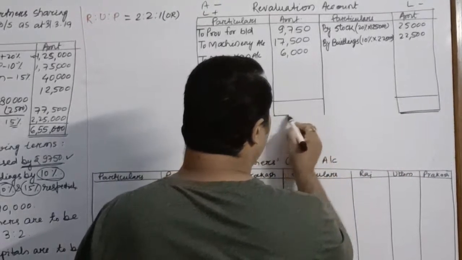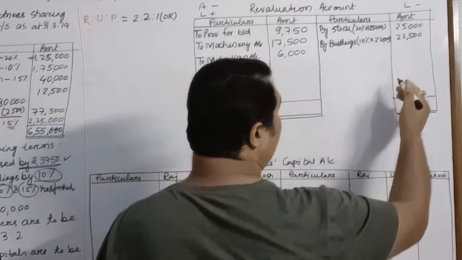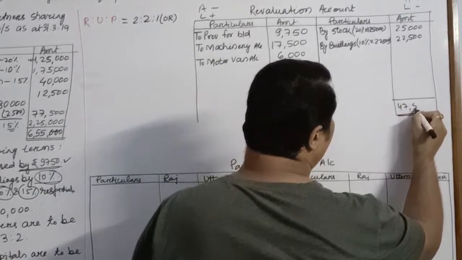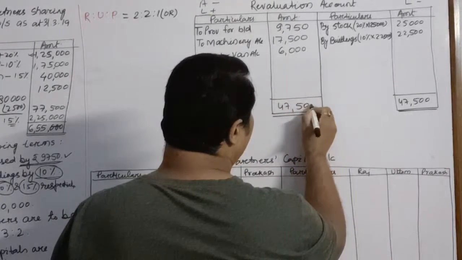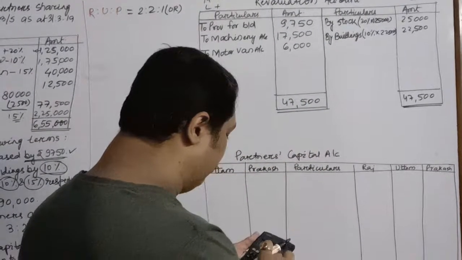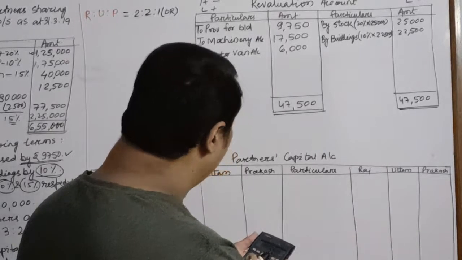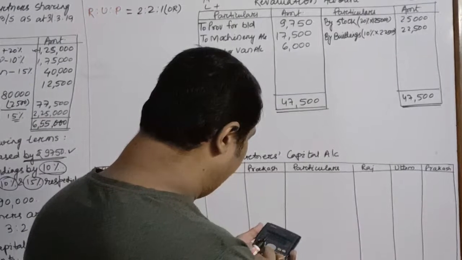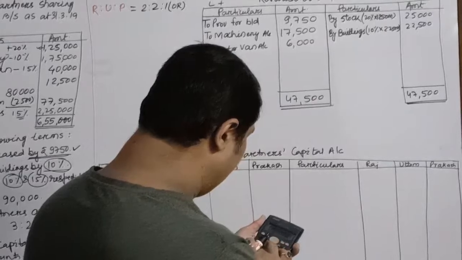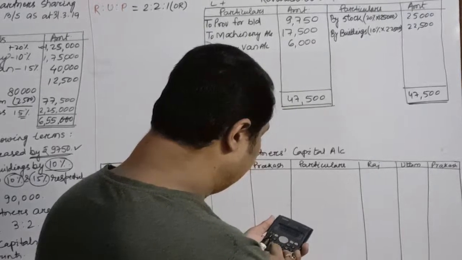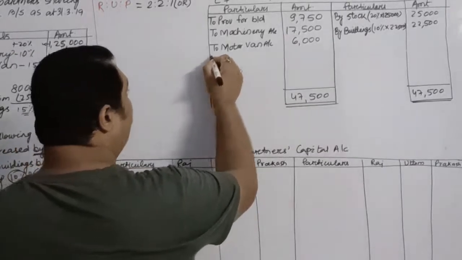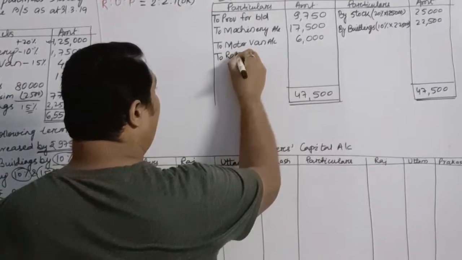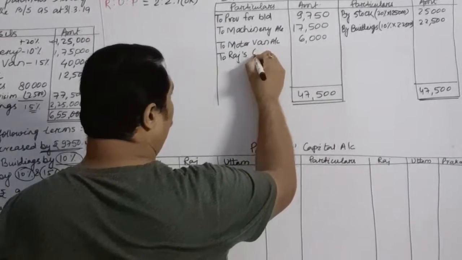Which side has a greater total? As you can see, obviously credit side with 47,500 is greater. So we will write it on the debit side also, and we will subtract all these items. 47,500 minus 9,750 minus 17,500 minus 6,000. Balance is 14,250, which we will distribute amongst the partners in the old ratio.